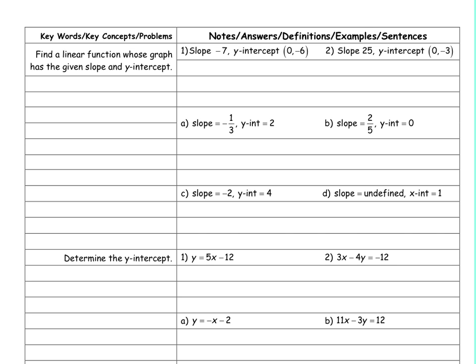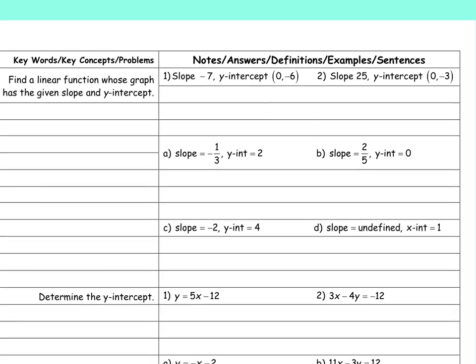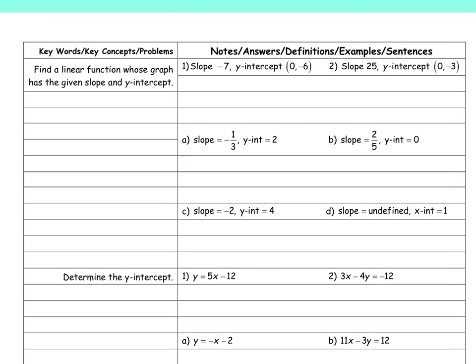Here we go. Find a linear function whose graph has the given slope and y-intercept. Right now I'm just going to write the equation. Remember, we just got done writing it down: y equals mx plus b, where m is my slope and b is my y-intercept. They just want me to write the equation. That's it.